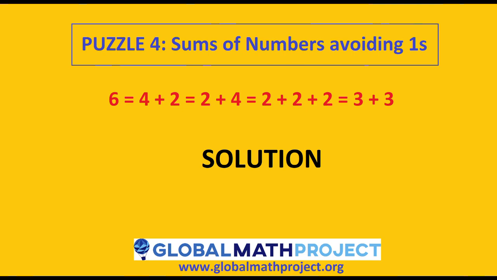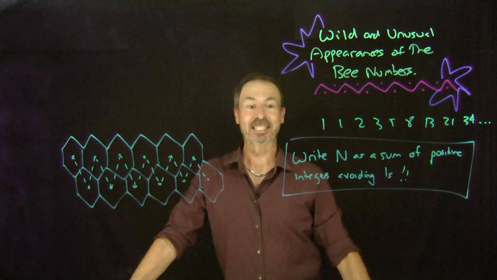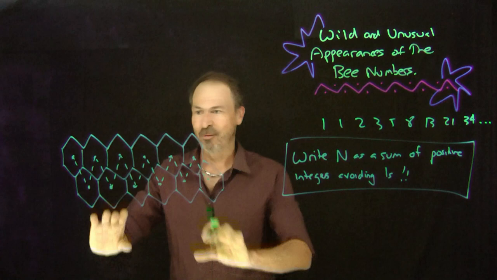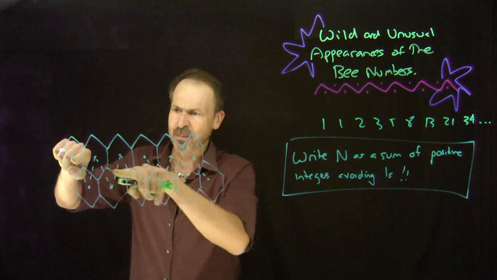Okay, puzzle number 4. The number of ways to write n as a sum of positive integers, this time completely avoiding the number 1. No 1s. So what I've drawn here is another picture of path walking, of course, two rows of a honeycomb. I've drawn 12 cells in total in this case, and I've highlighted the zigzag. 12 cells means there are 11 zigs and zags in this picture, 11 sections of zigzag.